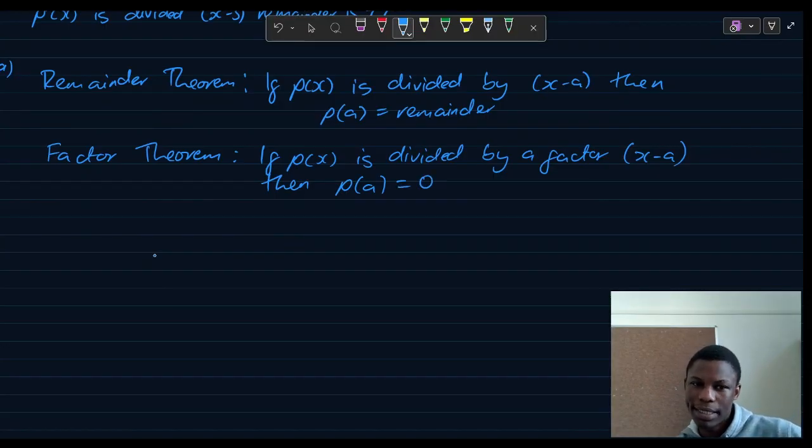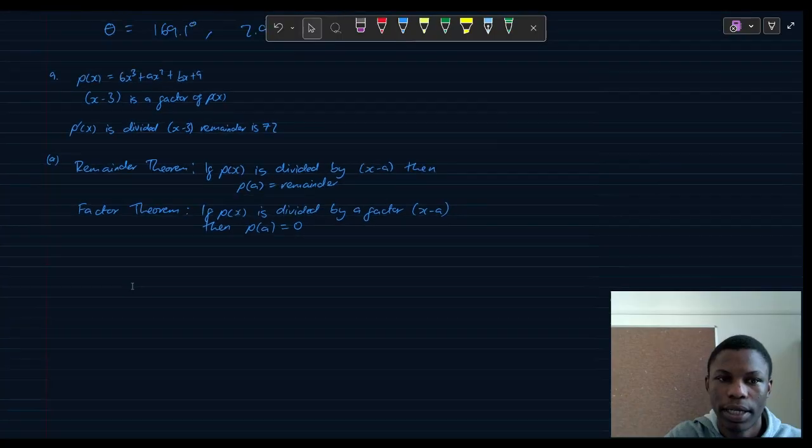And I hope you can see that the factor theorem follows on from the remainder theorem, because if you divide something by a factor, there is no remainder. So the remainder is 0, right? So this is just a special case of the remainder theorem. So let's see if we can apply this to our case.